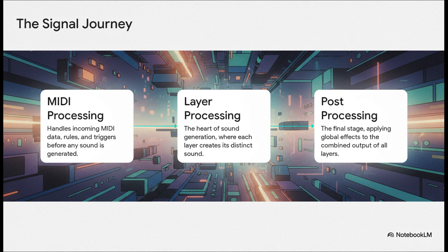First up is MIDI processing. That's the brains, figuring out what you're playing. Second is layer processing, which is the heart of it all, where the actual sound is made. And finally, there's post-processing, which adds that final polish. Let's take a closer look at each one, starting with the brains, MIDI.